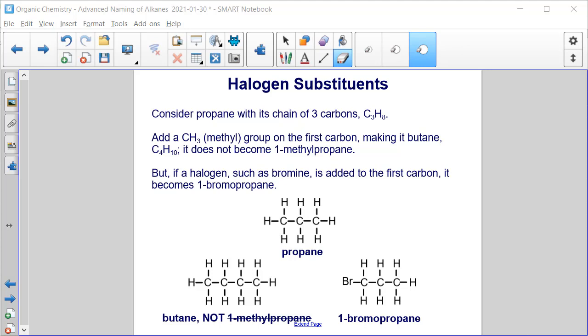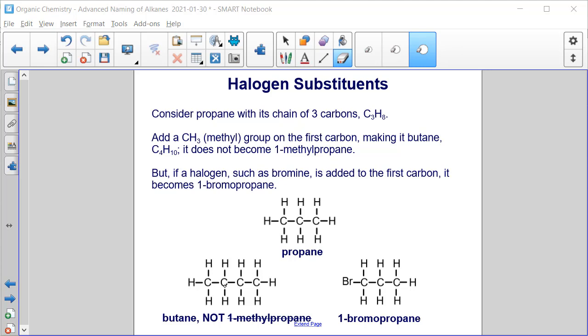So let's consider, for example, propane with its chain of 3 carbons, C3H8, as shown here, 1, 2, 3 carbons, and then hydrogens. If I added a CH3, a methyl group, on the first carbon, I've now made butane, right? Because now instead of a 1, 2, 3 carbon chain, I have a 1, 2, 3, 4 carbon chain.